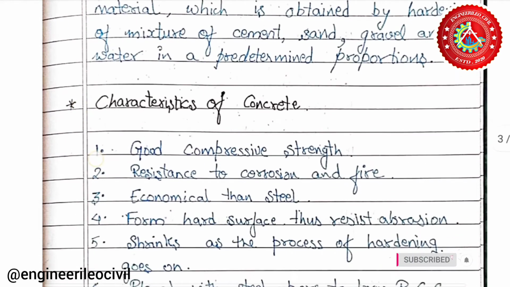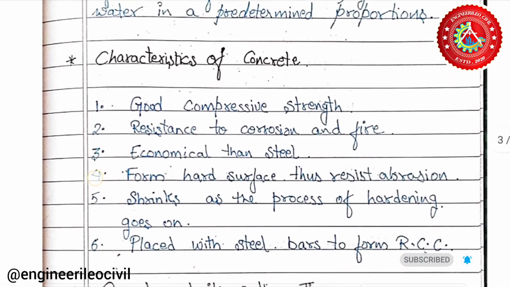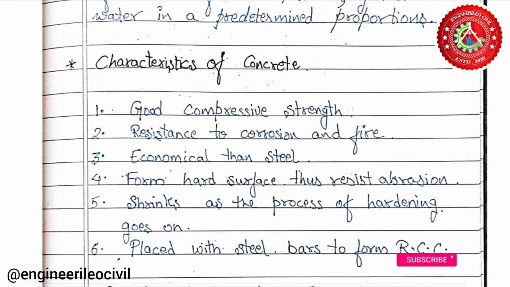So let's move forward to the characteristics of concrete. It has good compressive strength, but it is weak for taking tensile loads. It shows resistance to corrosion and fire. The process of hardening of concrete is time varying and it gains strength with time. Concrete structures are much more economical than steel.